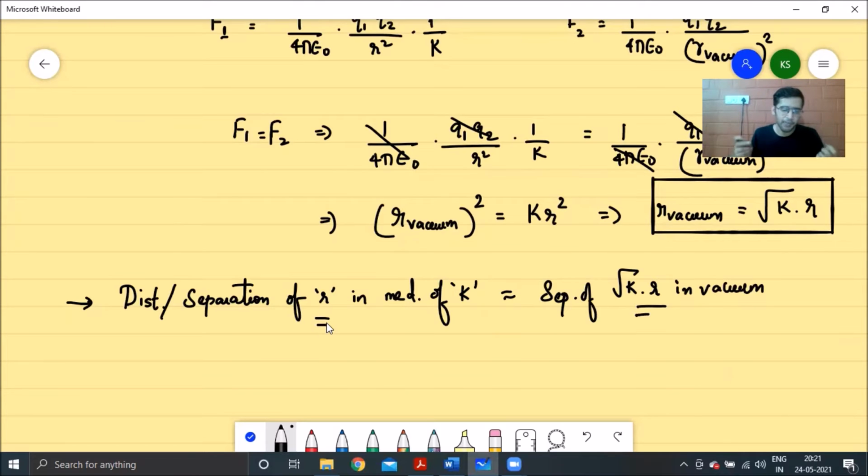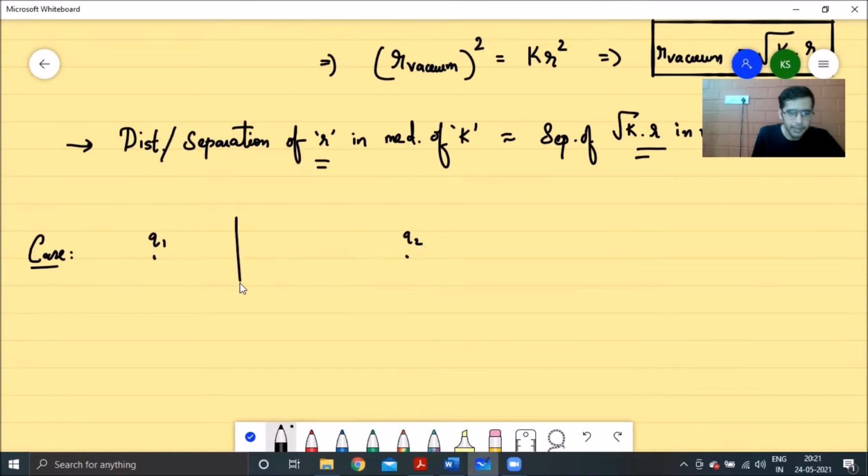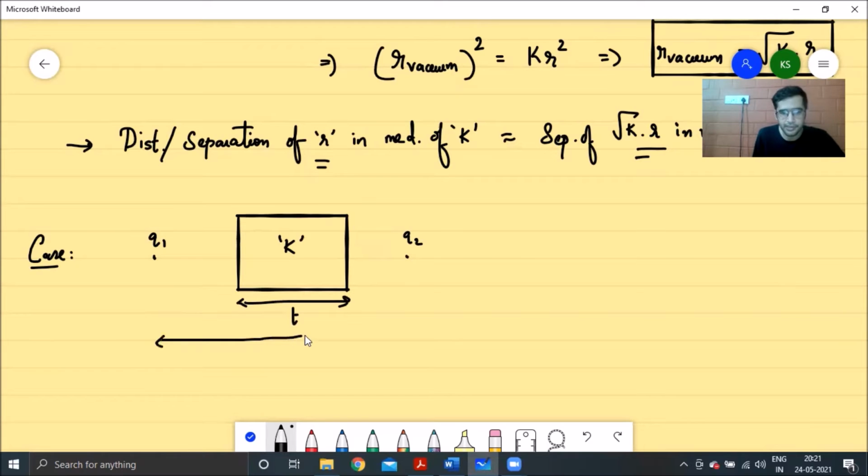So if you have two charged particles separated by a distance R in a medium of dielectric constant K, it is equivalent to a distance of root over K into R in vacuum. And this is the logic which we will now apply to solve this problem. So let's go back to our case over here. The case we are dealing with is, you have Q1 and Q2 separated by a distance R, but the entire medium is not uniform. So you have vacuum in some region, and between them, you have a dielectric slab of dielectric constant K occupying a thickness T. It's not occupying the entire space in between these two charged particles, right?